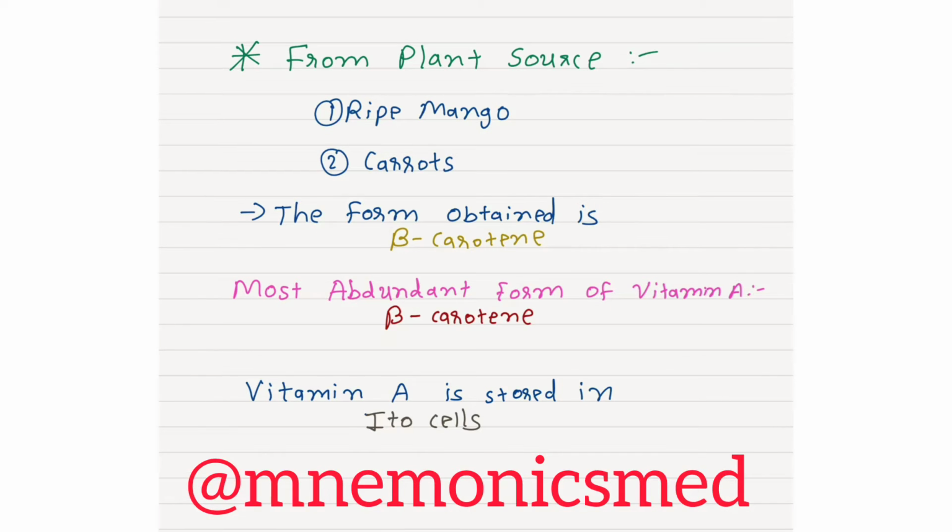Vitamin A can also be obtained from plant sources like ripe mango and carrot. The form obtained from plant sources is beta carotene. So you have to remember these things for the plant source. The most abundant form of vitamin A is beta carotene. Vitamin A is stored in cytosol. It is an MCQ point, so you have to remember these things.